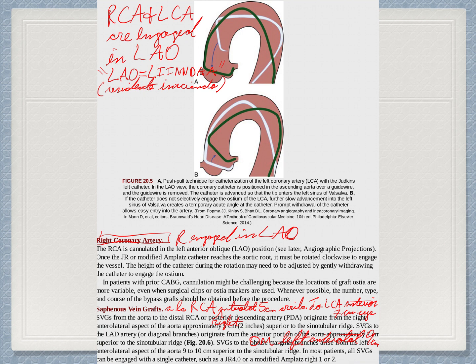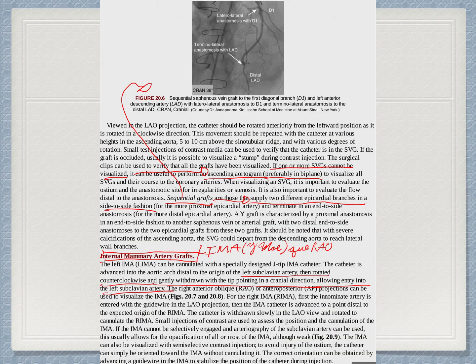Remember that this is branches of the left circumflex, so it's on the left side of the aorta, anterolateral, 9 centimeters above the sinotubular ridge. And okay, here on the top picture you can see what happens in a normal aorta on A, trying to cannulate the left coronary, which is pretty automatic, while in B it's a little more difficult because you have a dilated aorta.